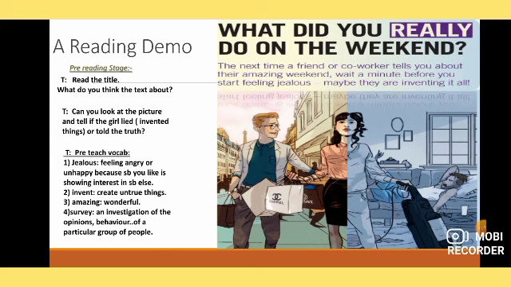In the pre-reading stage, as a teacher, you ask the student, for example, to read the title or look at the picture and tell me what you think about this one. Okay. For example, the title here, what did you really do on the weekend? So he will think that it's about a weekend. Okay, what is the picture about?